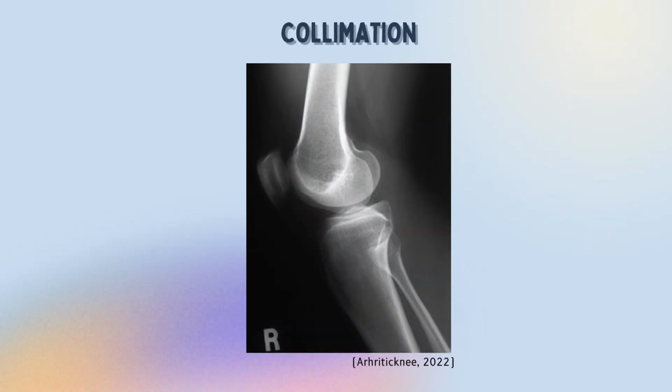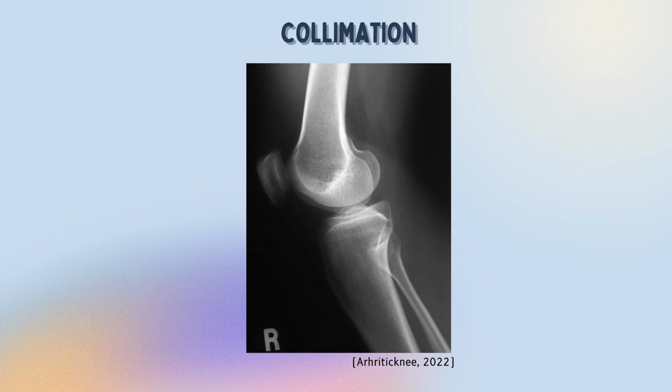In terms of collimation, it should be done to all four borders of the film, and should include the superior border, lateral border and also inferior border. Collimation is very important because it helps reduce radiation exposure to the patient by limiting the X-ray beam to only the area we need. It also improves image quality by reducing scatter radiation, which gives us better contrast.